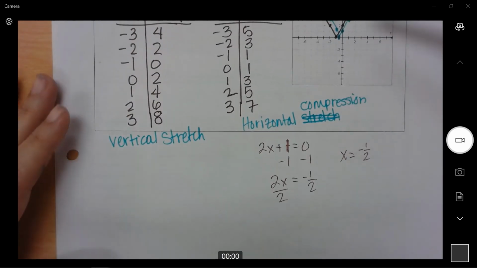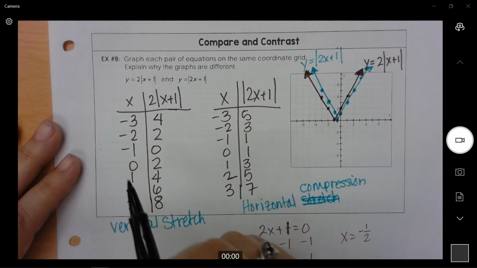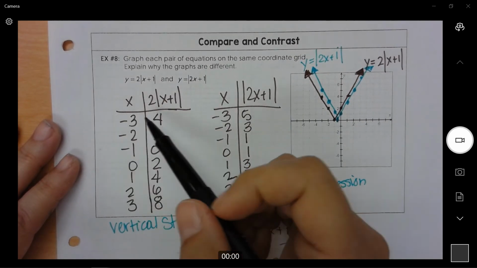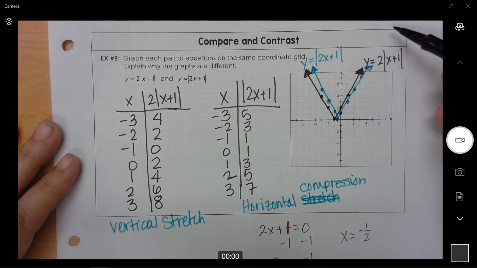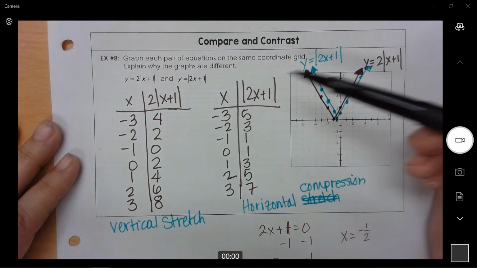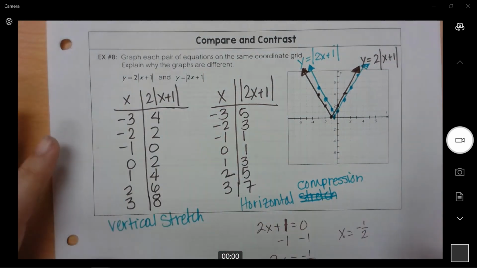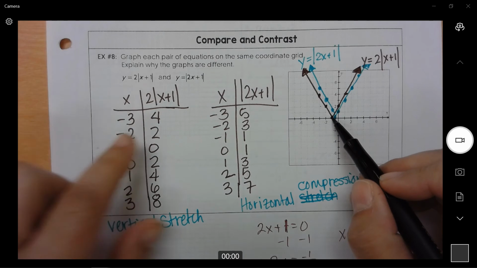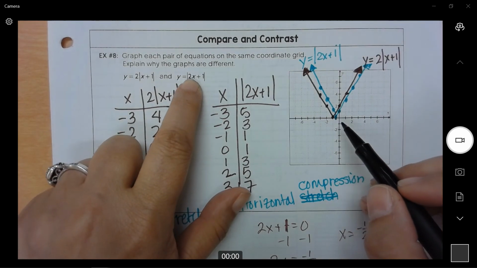So comparing and contrasting. If we have two functions that we want to look at, we want to know what the differences are. Well, we can do one of two things. You can draw it, which you see the 2 times absolute value of x plus 1, and then we have the absolute value of 2x plus 1. Okay, so they are both being moved to the left by 1, but this one looks like it's actually moved over 1, and that's because of that 2 times.